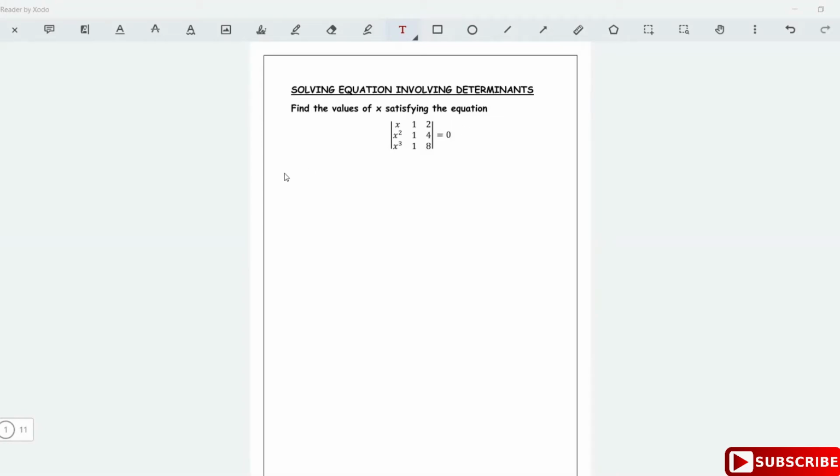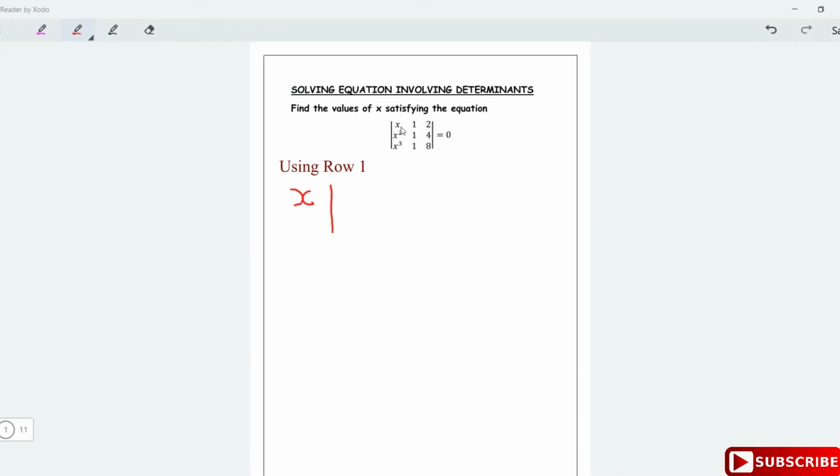Now I like to use row 1. Using row 1, we have to remember the signs go positive, minus, positive. So it's going to be x times the determinant of the matrix you get by crossing out the row and the column with the x. So it's going to be 1, 4, 1, 8.